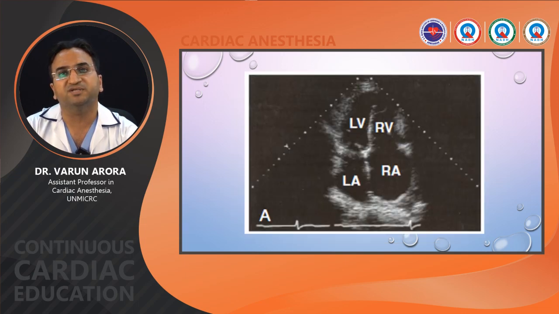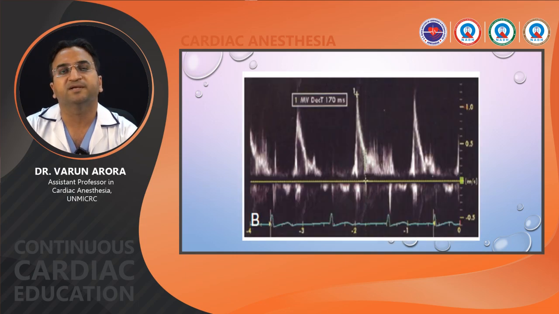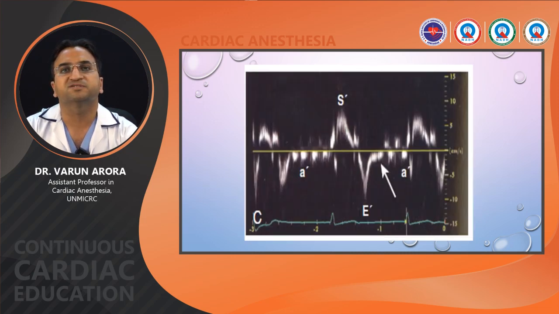In this echo image, we can see there is a bilateral enlargement, as we have already discussed in echo findings, and you can see there is not much ventricular dilation, but there is marked bilateral atrial dilation. And in this echo image, we can see there is a marked increase in E wave and a decrease in deceleration time. Also, we can again see there is a decrease in the annular velocity, and the E by E prime ratio will be increased.